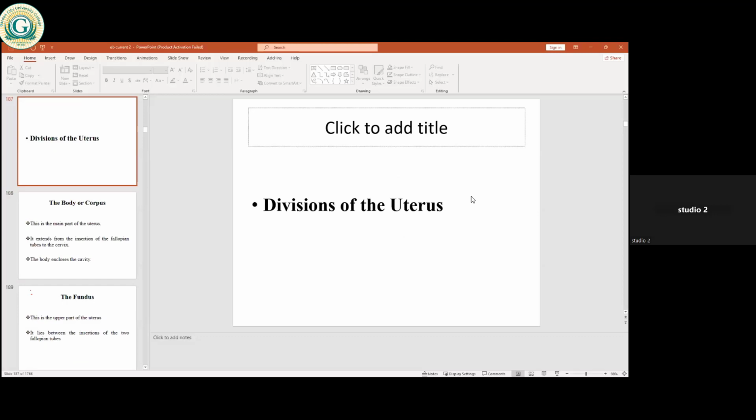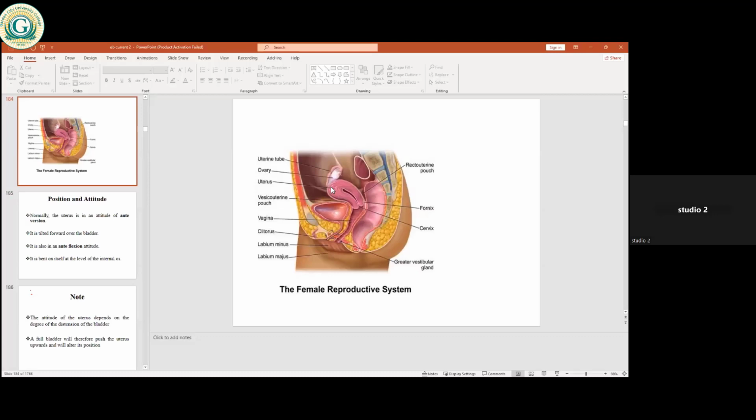This is the fundus where the pointer is. That is the fundus. And then when you come to the cornua, it is immediately a point where the fallopian tube gets into the uterus. That's where you have the cornua, you know.